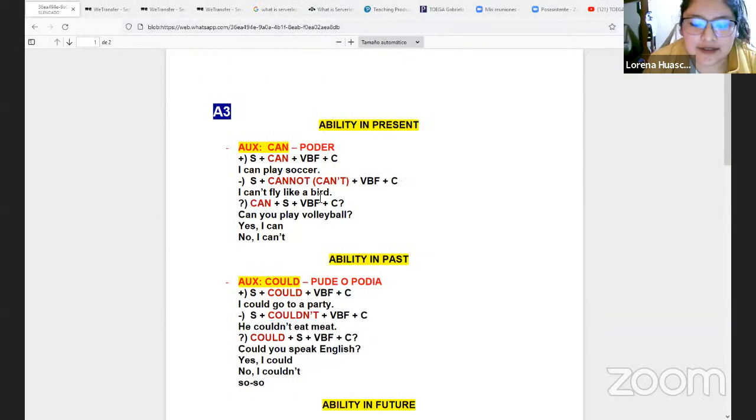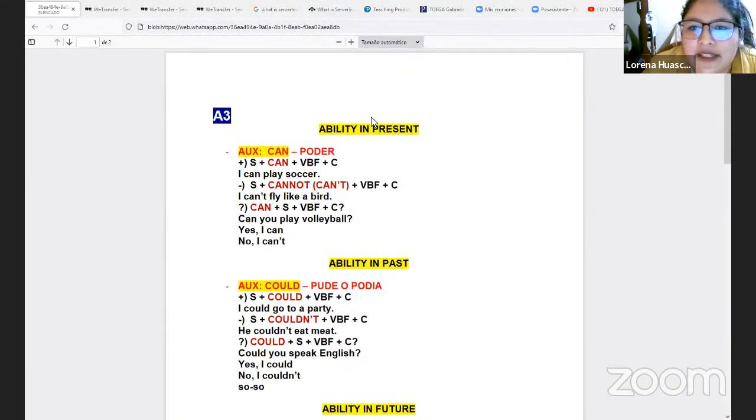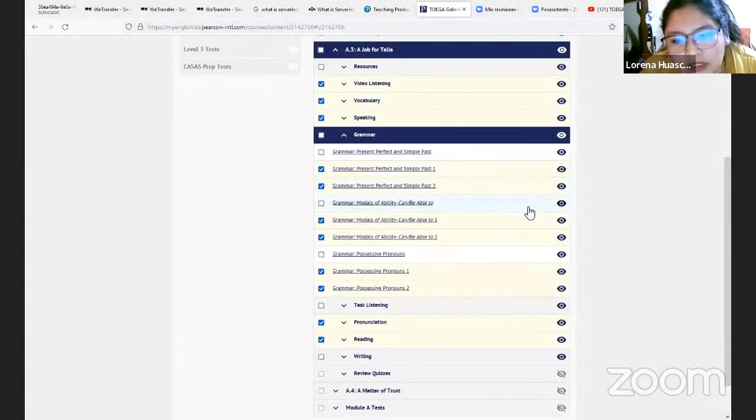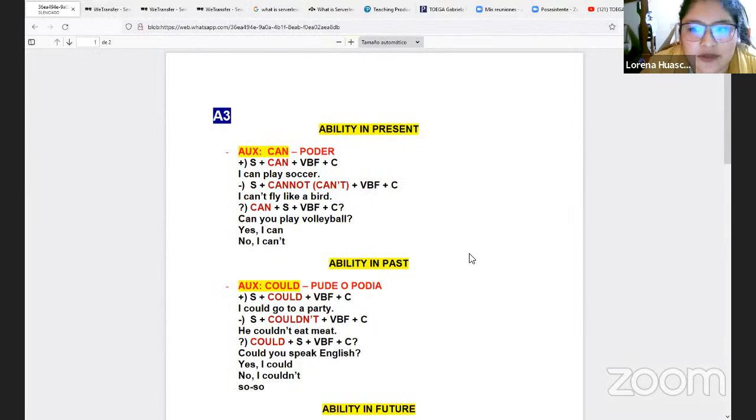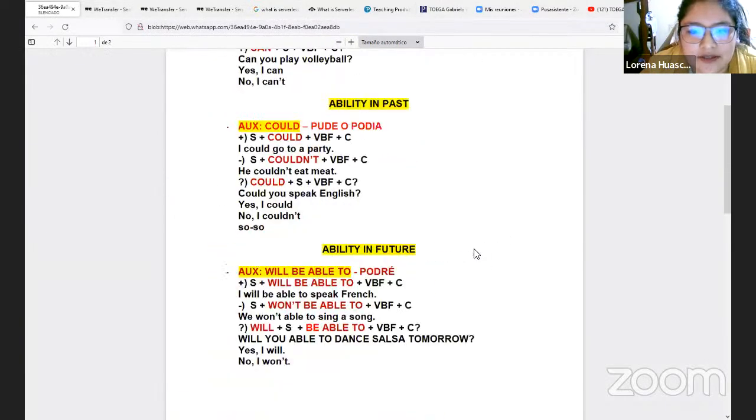Okay, so the next grammar that we have is the ability, okay? Modals of ability, that is in the second unit. And we will use in this unit ability in present with can, with could, with be able to, and we're going to see the difference between these ones, okay?